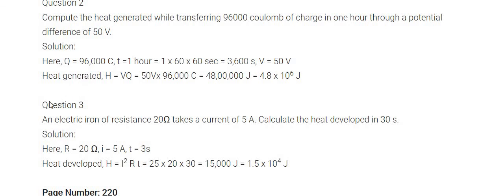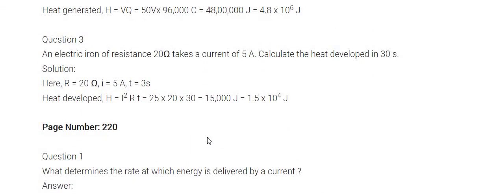As we have the formula H is equal to VQ. Here we have V that is 50 volt and Q that is 96000 C. So we get 4800000 joule. We can also write that as 4.8 into 10 raised to 6 joule.